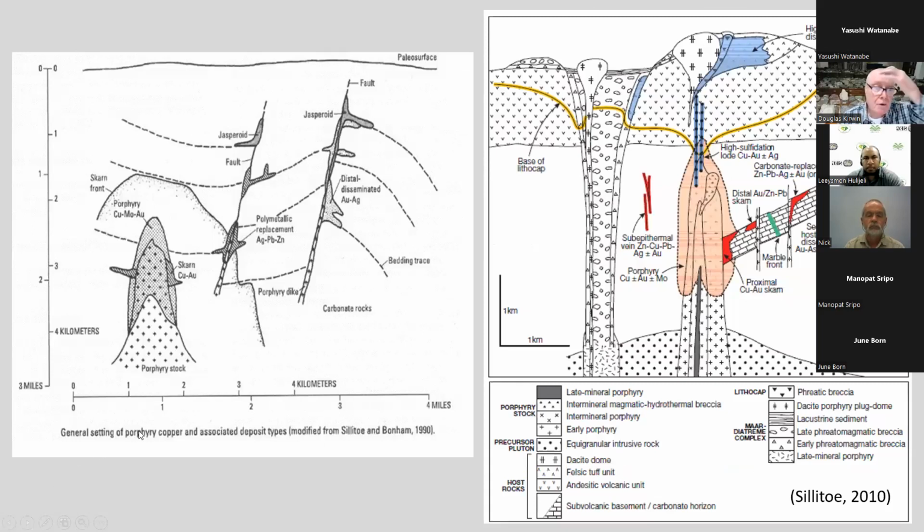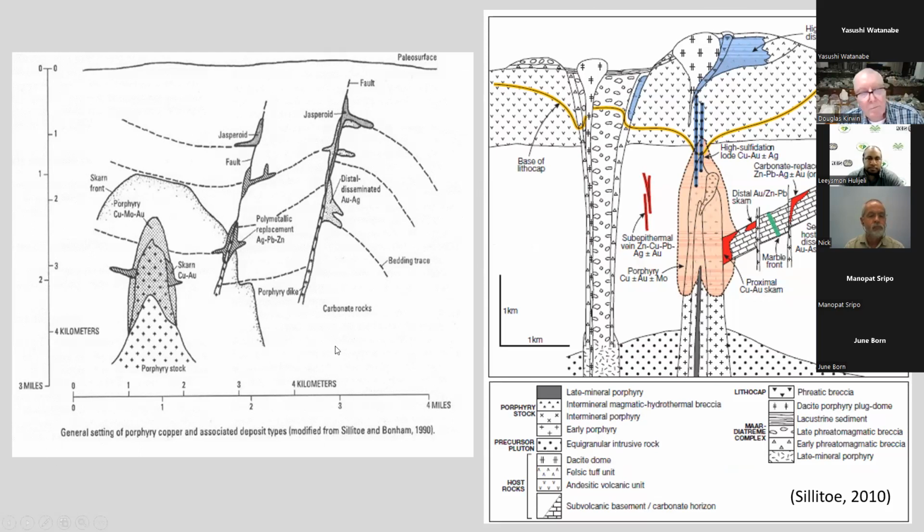And so going back to the Sillitoe and Bonham model, it shows the intrusive center, skarn going outbound into polymetallic replacement or carbonate replacement deposits. Outbound of that, structurally controlled jasperoid gold mineralization, or if we move it even further, the fluids can form distal disseminated gold deposits and jasperoids.